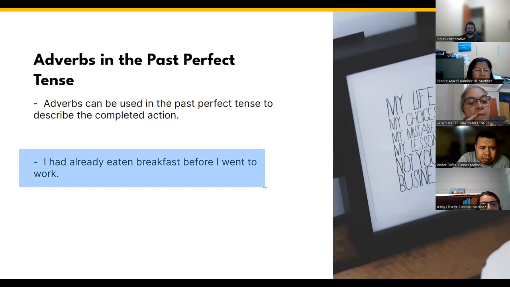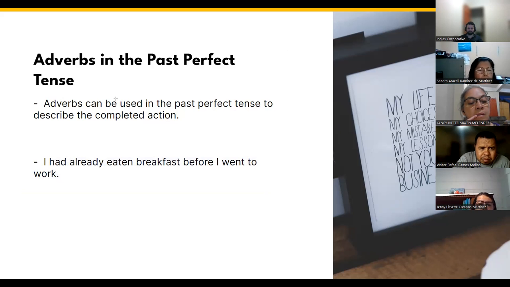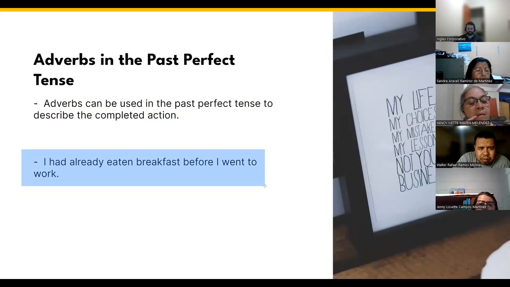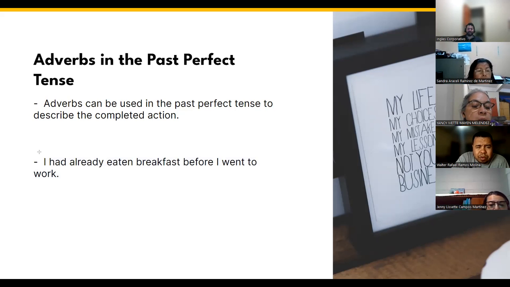Yo ya había comido desayuno antes de irme al trabajo. So how many sentences do we have? I had already. Already is the adverb. No, how many sentences do we have here? Two sentences. But how many clauses do we have? Do you know what a clause is? How many clauses do we have? We have two. I have already eaten breakfast.